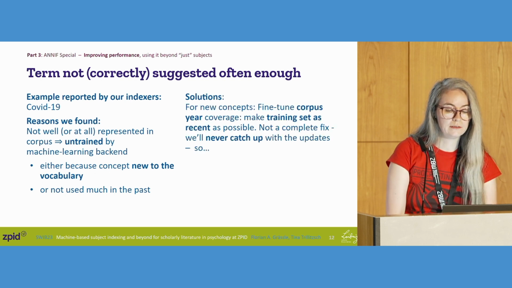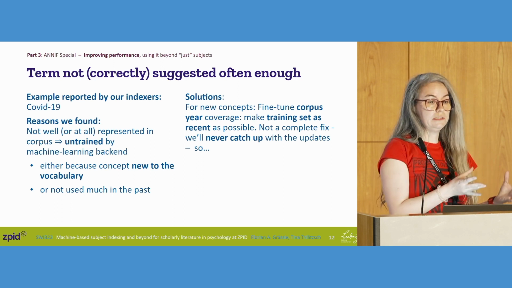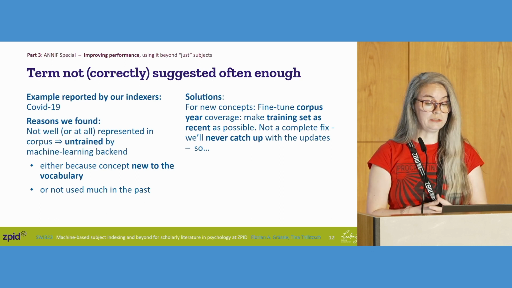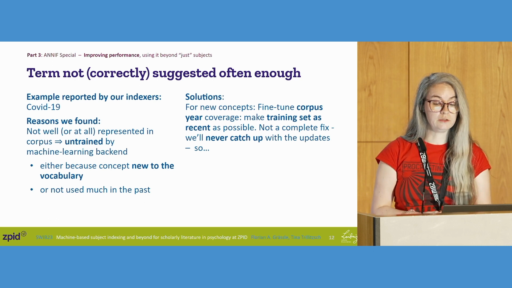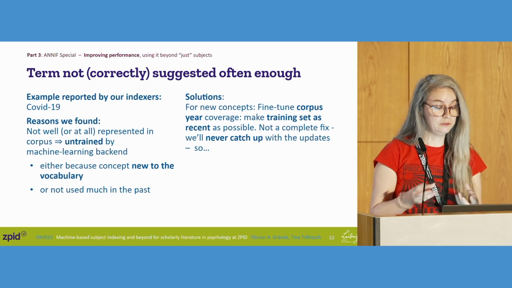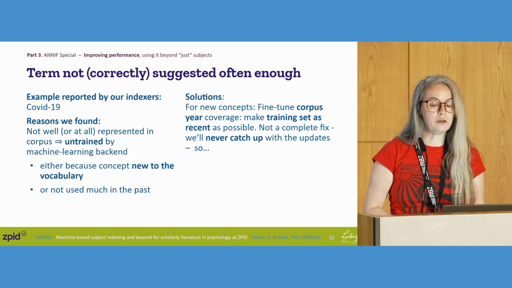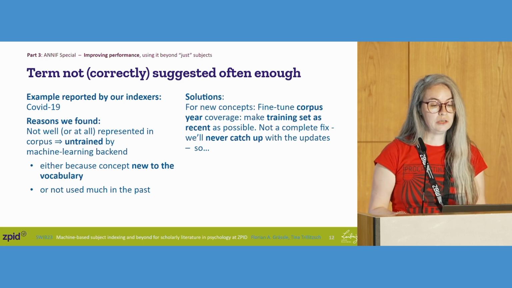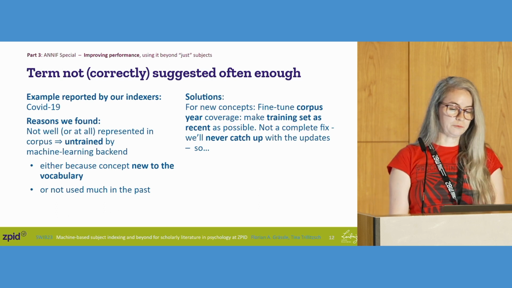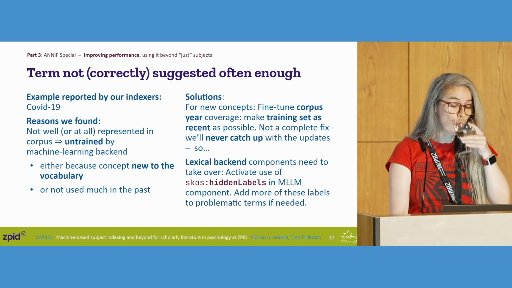Solutions we found for that is to fine-tune our corpus year coverage. I mentioned before we only cover train years starting from 2014. So we try to make our training set as recent as possible to get as many current and new vocabulary terms in there. But of course, we're not going to be able to catch up ever with the updates. So this is where the lexical backend comes in.